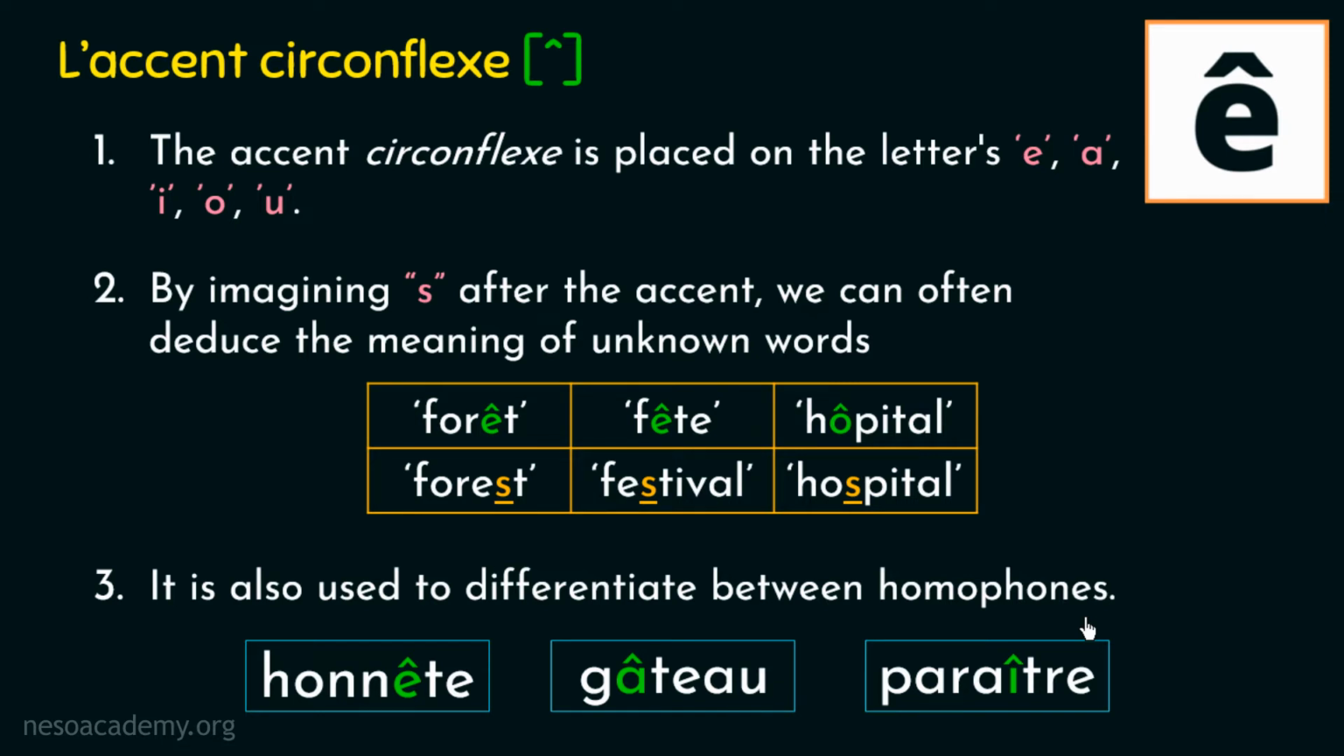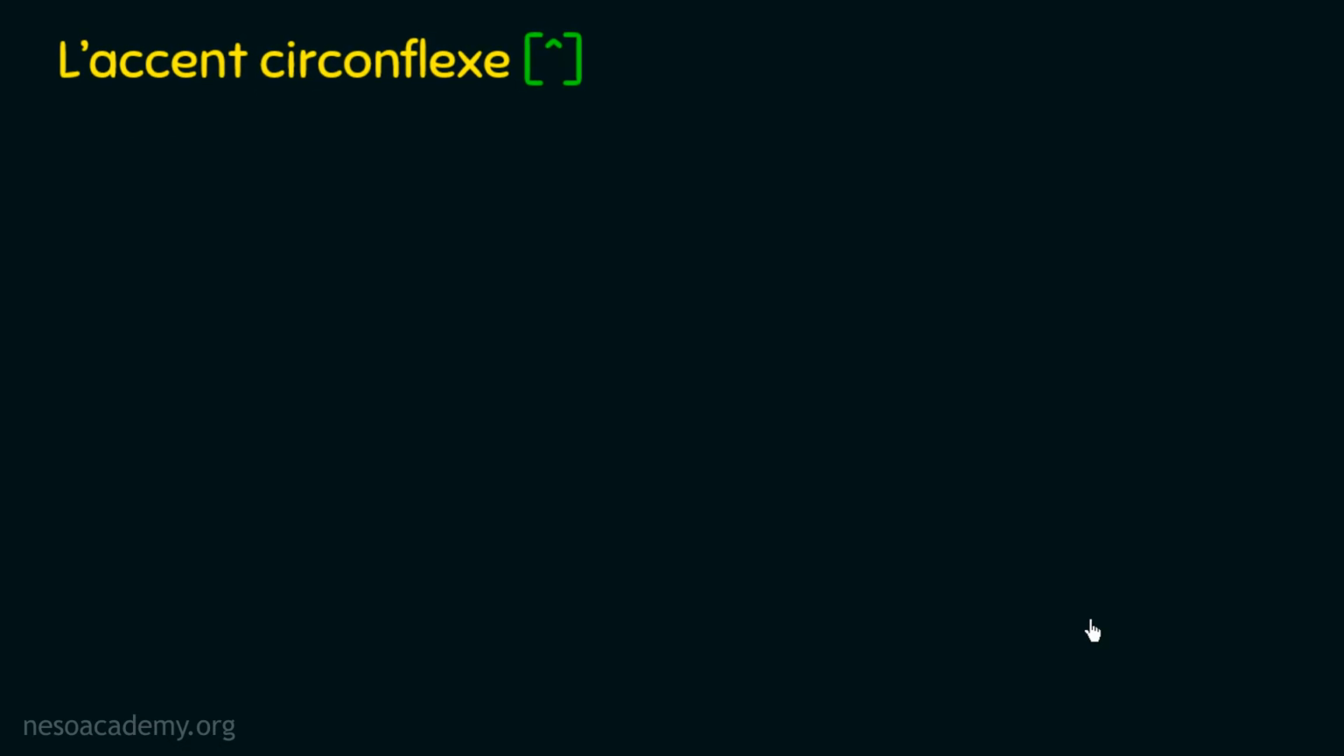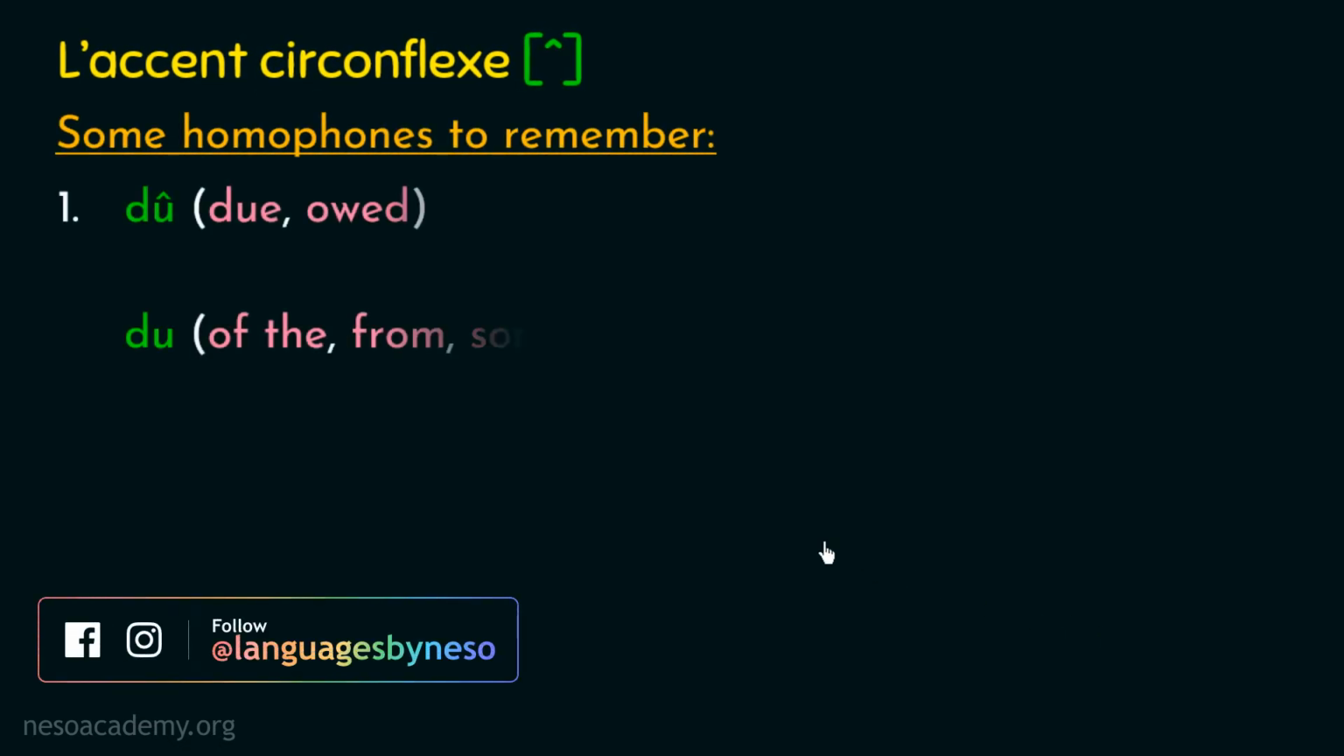and sometimes spellings. Now, to make you clear about how exactly this accent circumflex differentiates between the homophones, I have taken some very commonly used French homophones. So have a look at the very first pair of homophones, that is dû, which means due or owed, versus du, which means of the, from, some or any.